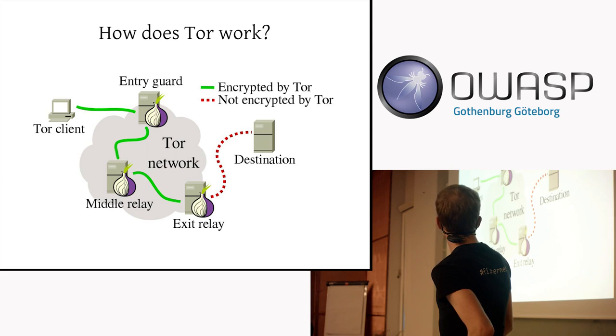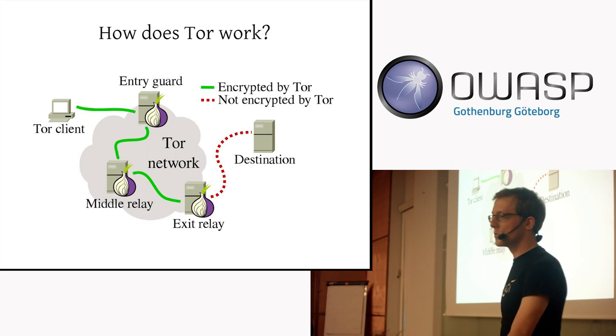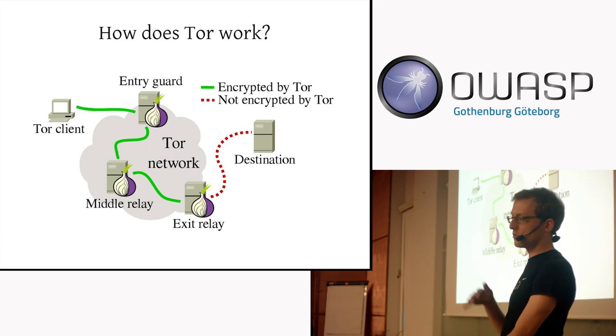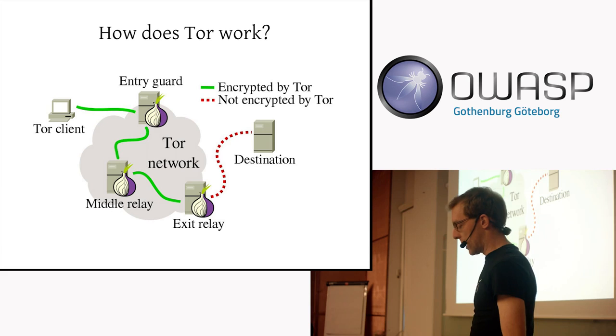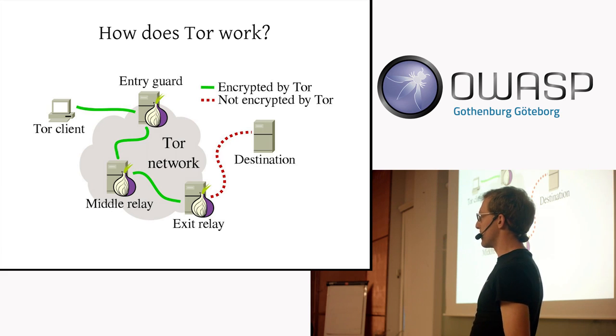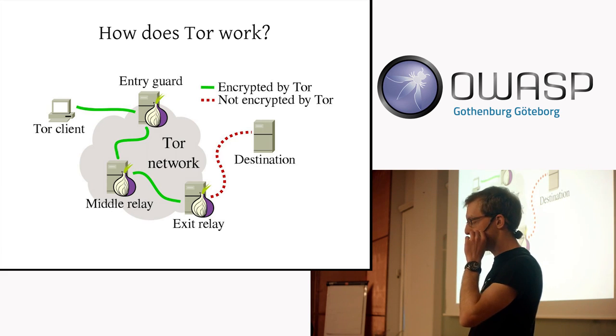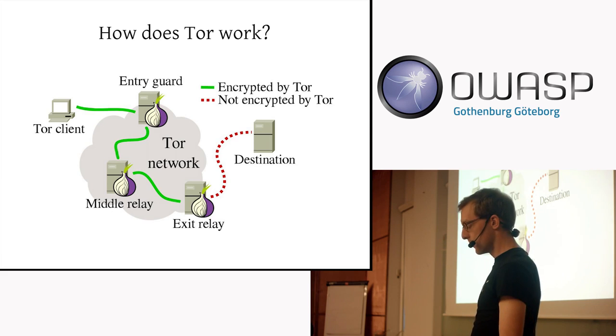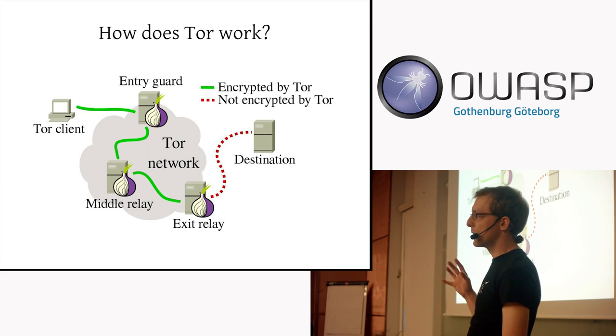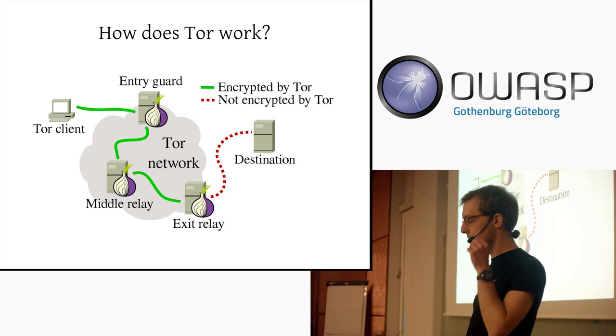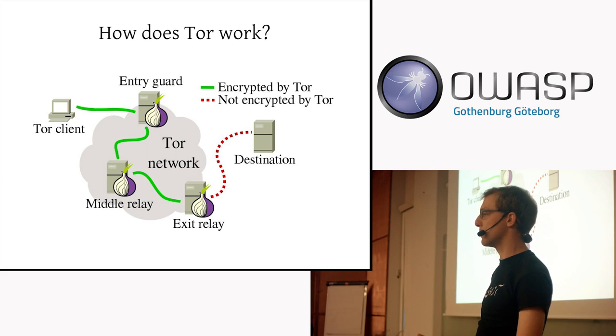So, this is how Tor basically works. It's an anonymity network which consists, as of now, of approximately 7,000 relays distributed all over the world. And we typically use three of them. If you route your traffic over Tor, if you use the Tor browser, it automatically selects three of those relays somewhere in the world. The first one is the entry guard, which is basically the entrance into the network. Then you have a middle relay and an exit relay.